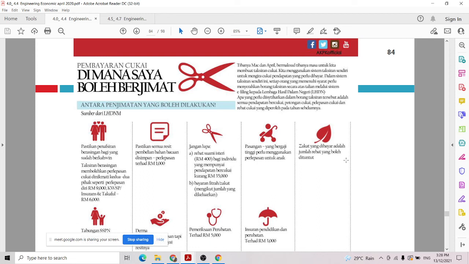Other than that, you also need to pay your zakat. It's much similar: either your money goes to the Lembaga Hasil for country development, or it goes to zakat, the same amount. If your total tax is, for example, 1,000, you can put 50% to zakat, about 500 to zakat and another 500 to Lembaga Hasil. It depends. But in Malaysia, it's compulsory for every citizen to pay tax, while zakat is only for Muslims. It's not compulsory for non-Muslims.